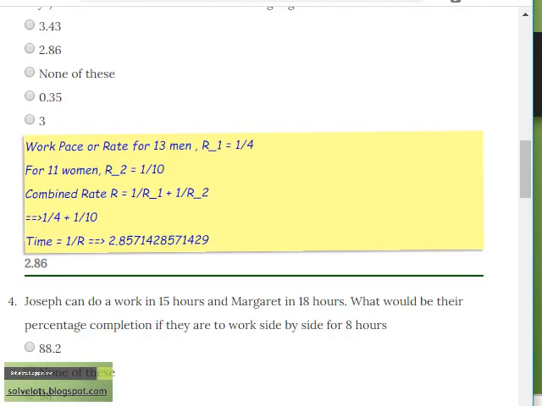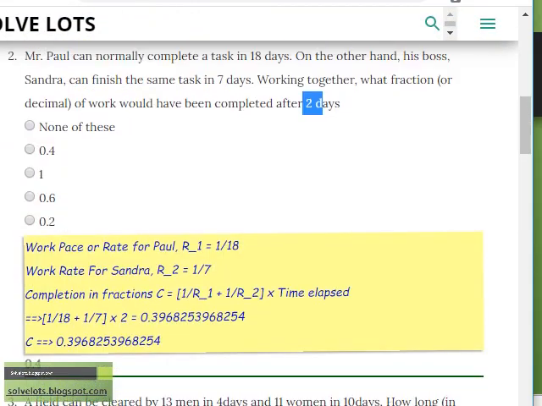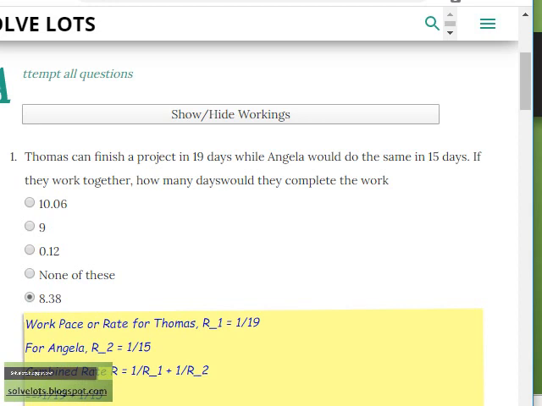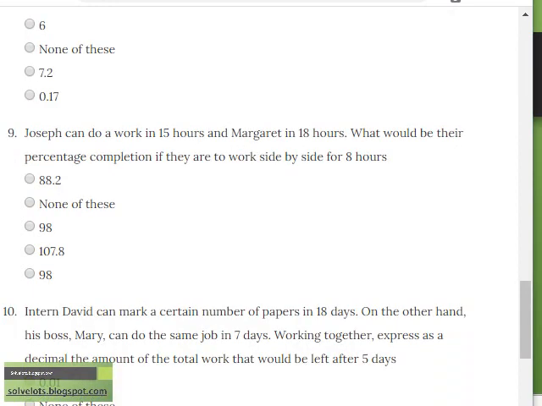Let's look for a similar question. Okay, question 9 is a similar question. Joseph can do a work in 15 hours, and Margaret in 18 hours. What would be their completion percentage if they have to work for 8 hours? So 1 over 15 plus 1 over 18 times 8. That's all you need to do.